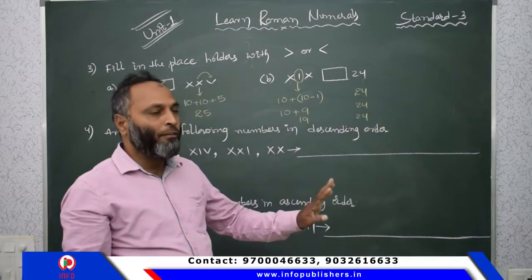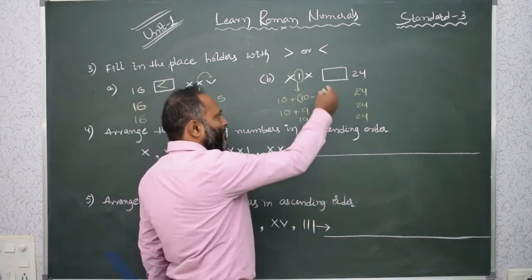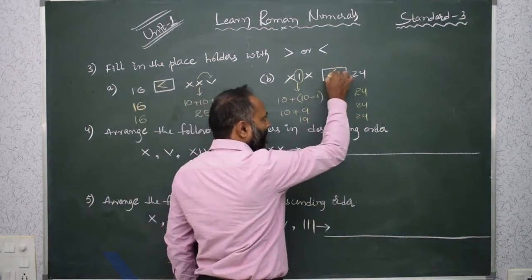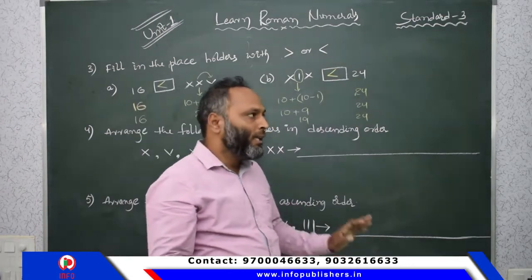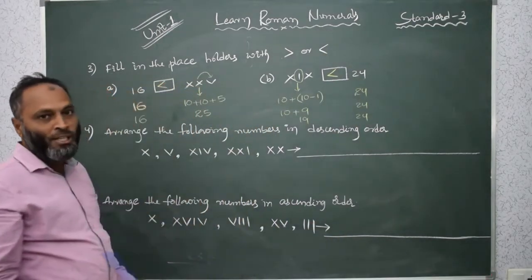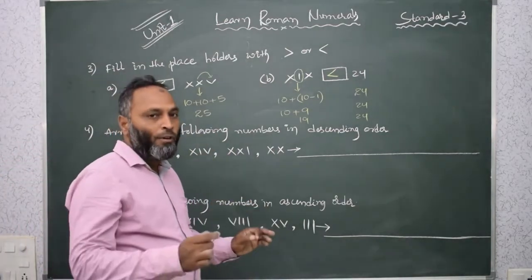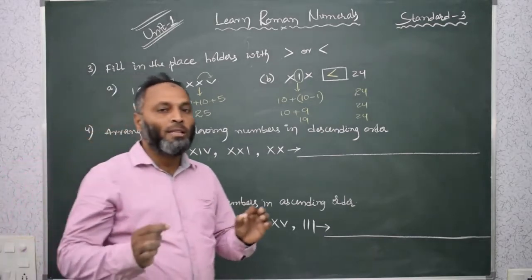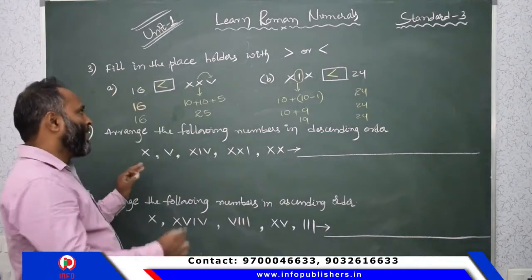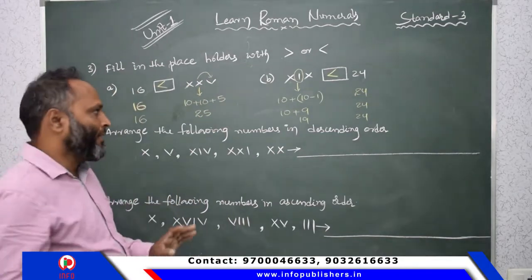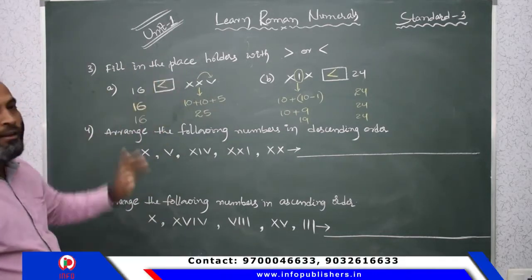Between 19 and 24, 19 is lesser than 24, so here the less-than symbol. Then IX means 19. 19 is lesser than 24. In this way, whenever a comparison is given between Roman numerals and Hindu-Arabic numerals, first we have to convert the Roman numerals into Hindu-Arabic numerals. Then after converting, you have to decide whether they are lesser or greater than. So this is the method to decide lesser than and greater than.